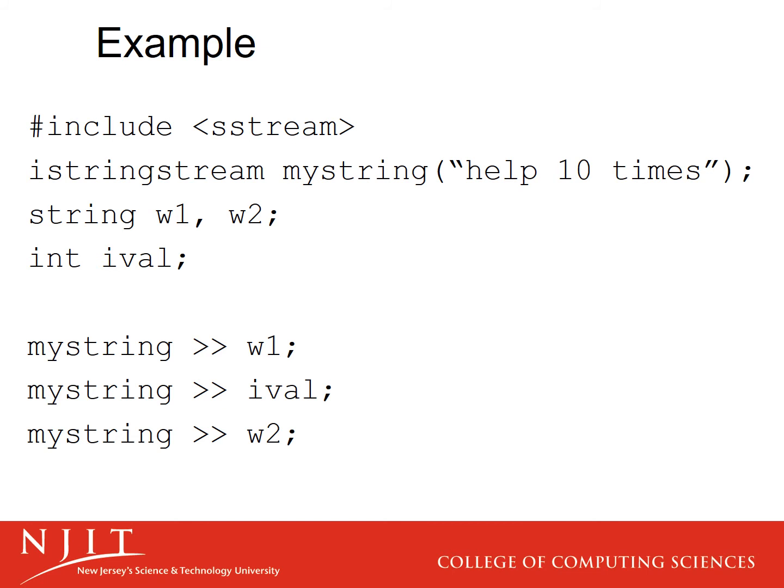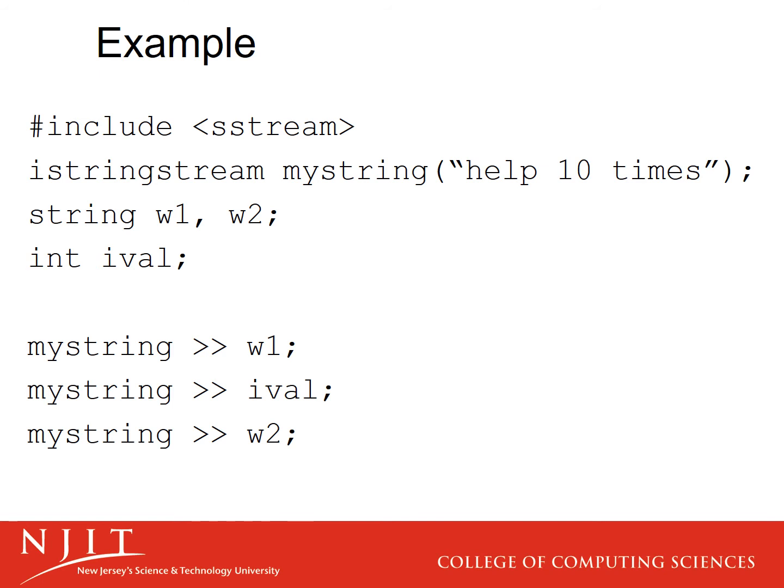To get the first word out, I use myString >> w1, reading from that string stream into a string. The second thing, I read from that string stream into an integer, so it converts the string 10 into an integer and sticks it in ival. Same thing with the last word: myString >> w2. When this is done, w1 contains the string help, ival contains the integer 10, and w2 contains the string times. Of course, this only works if the types match.